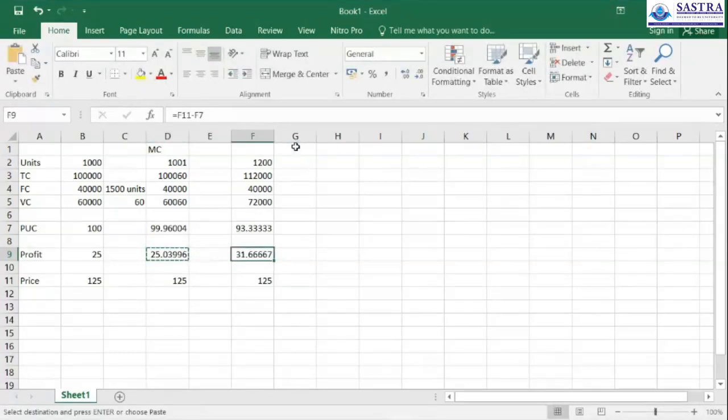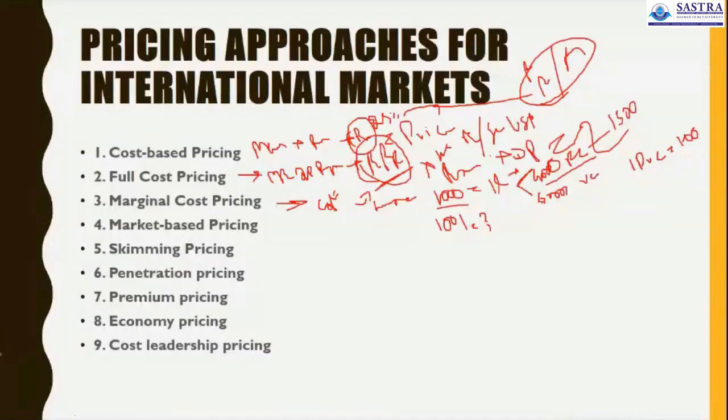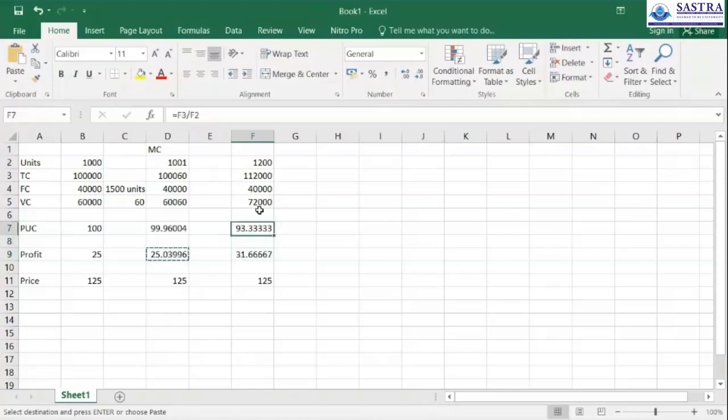The profit was increased from 25 rupees per unit to 31.67 rupees that you are going to get for manufacturing additional units. With the manufacturing of additional units, your profitability is increasing. This strategy is called the marginal cost-based pricing strategy, in which profitability increases while you go for marginal cost-based pricing. Hope you all understand from this example.